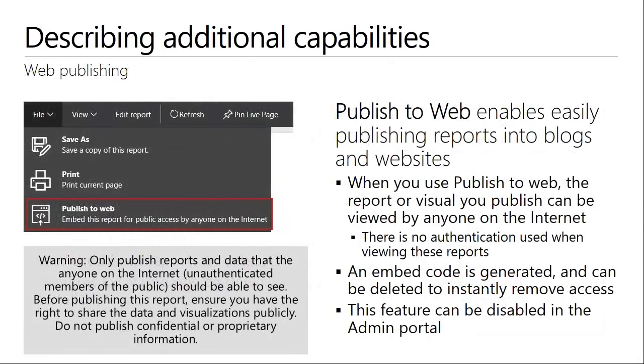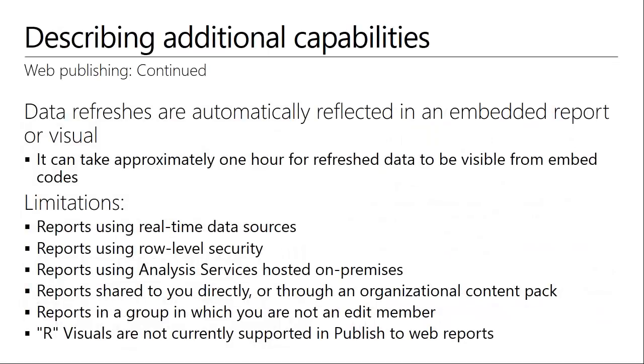Web publishing. This capability enables the easy publishing of your report to the web. And when you publish to web, this will provide public access, so you want to be very, very careful. This is unauthenticated access to a report, but it provides you an iframe that is simple to then embed into any HTML page. Data refreshes for the web publishing are automatically reflected in an embedded report, but it could take up to 1 hour for updates to flow through.